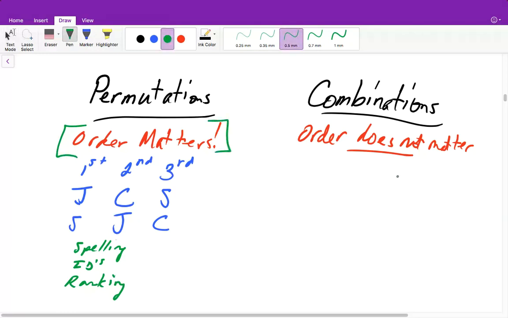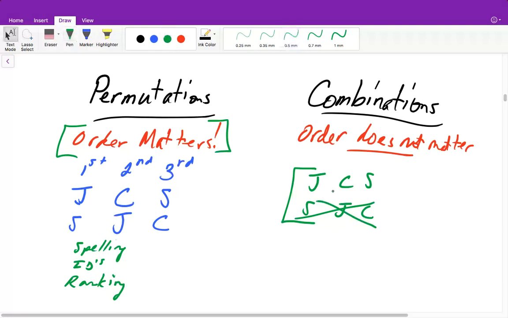For combinations, if we're just selecting 3 people from the class, and once again, we're just selecting 3. We're not ranking them in order, but I'm just picking 3 people, and I pick Jane, Chris, and Steve. It doesn't matter if I pick Steve first, Jane second, Chris third, because I'm picking 3. So these 2 actually represent the exact same picking, the exact same group. So I only would need to write it down once because we don't want to duplicate anything. All right, but remember, order does not matter for combinations and order matters for permutations.